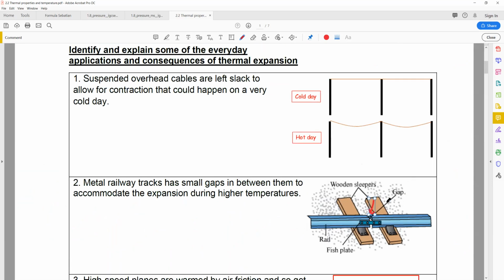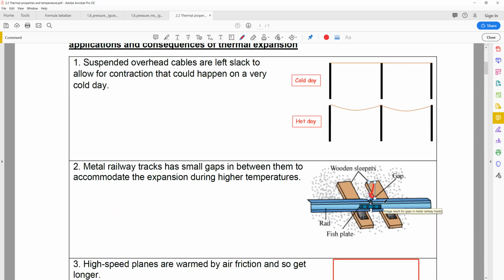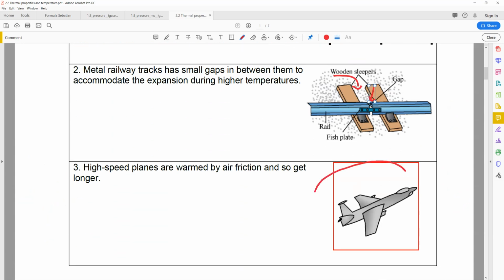Of course, in your syllabus, you are not expected to calculate any form of expansion here. That will be in your university days. But the common understanding is that the reason why there is a gap here is simply because of the expansion of the railway tracks. It's the same for these high speed air jets as well.